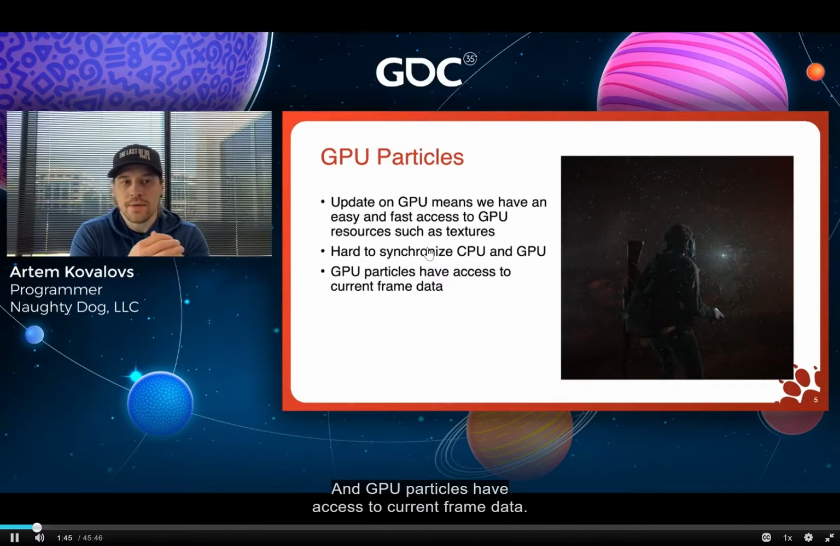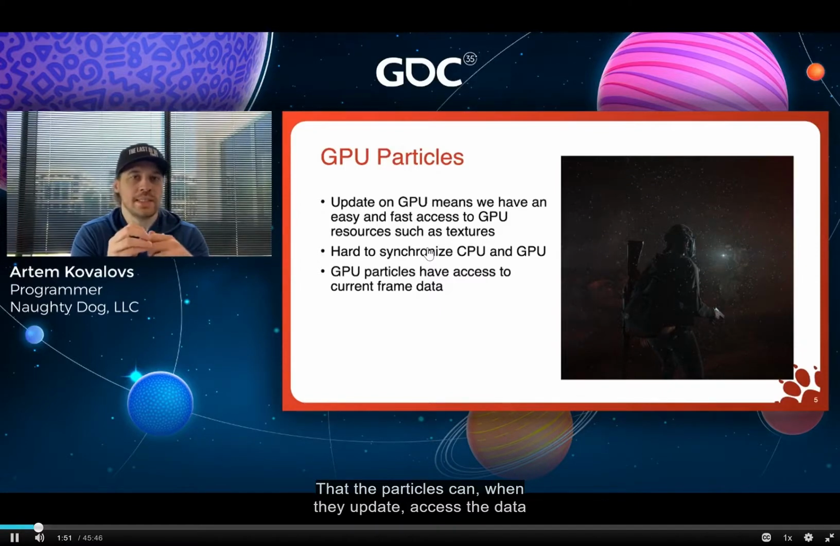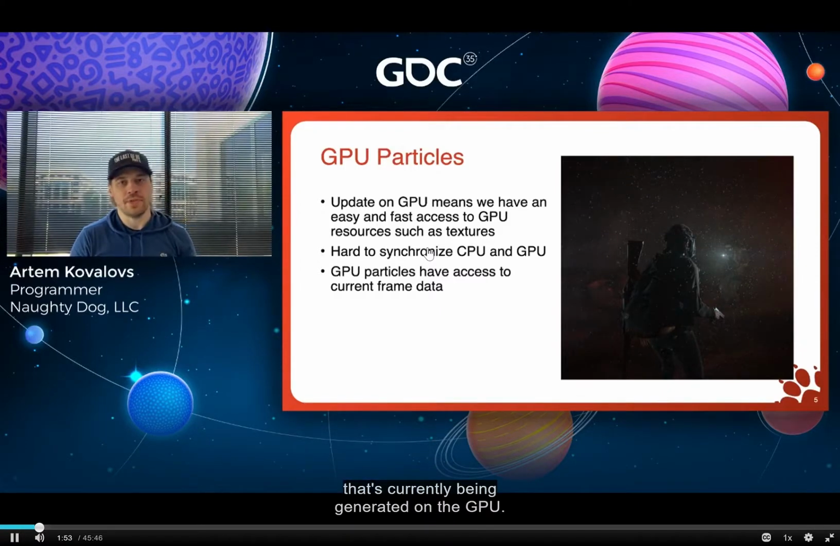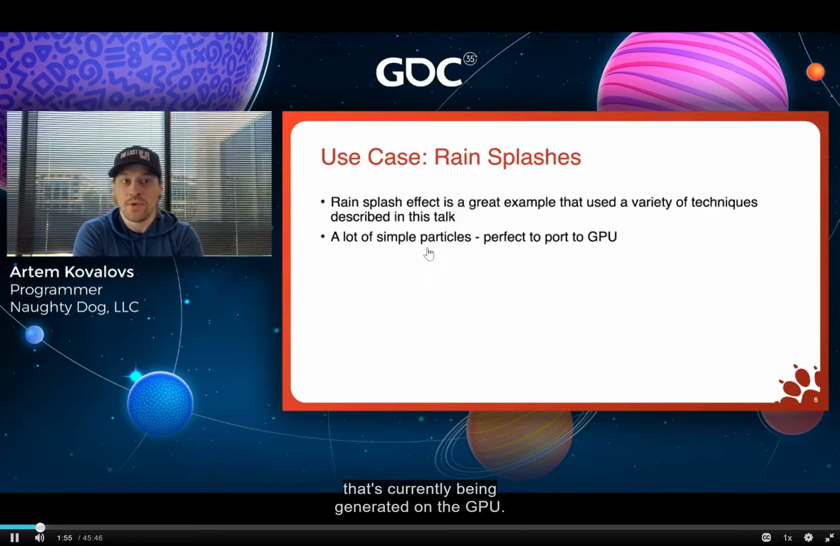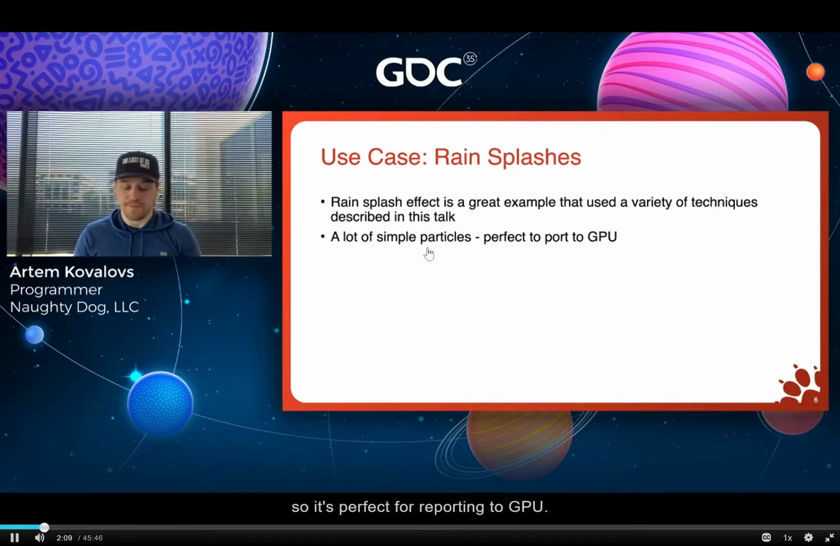GPU particles have access to current frame data. That's the key, that the particles, when they update, can access the data that's currently being generated on the GPU. And what does that mean? We're going to talk about that. The rain splash effect is one of the effects we're going to look at. It's a great example of where we used a variety of techniques described in this talk. And first of all, it's a lot of simple particles, so it's perfect for porting to GPU.